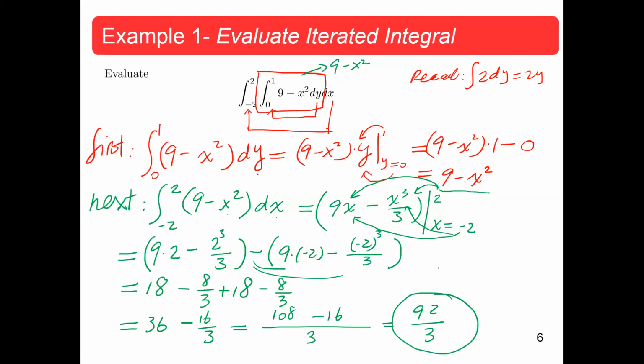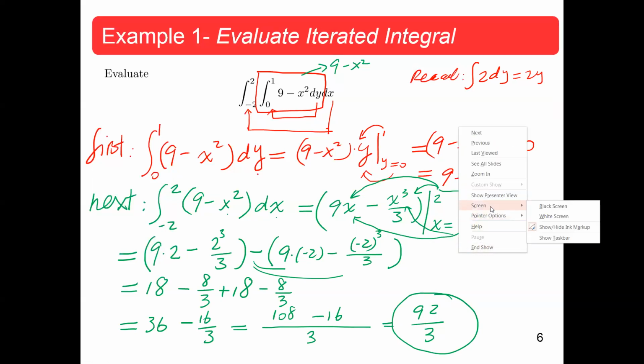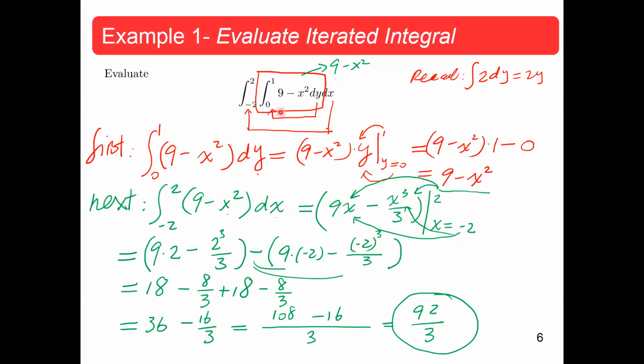So let's recall what we just did for this double integral. First of all, we recognize the inside layer. That's the inner integral, and then we have the outer integral. You start with the inside and you go to the outside. The inside is integral of 0 to 1, 9 minus x squared dy. Here, y is the variable, therefore 9 minus x squared is treated as a constant. You can always recall this.